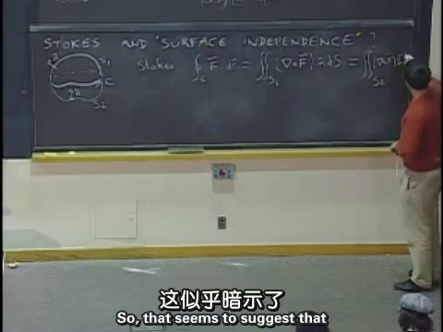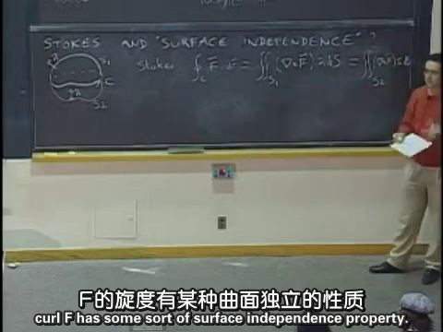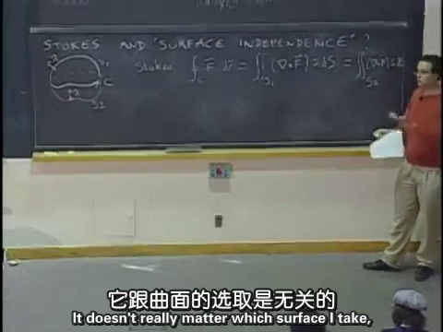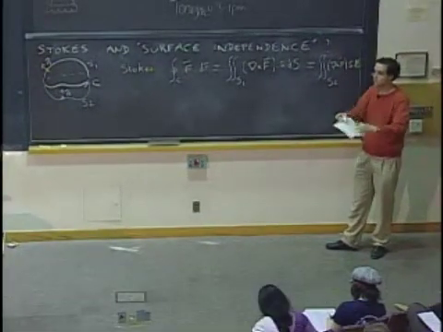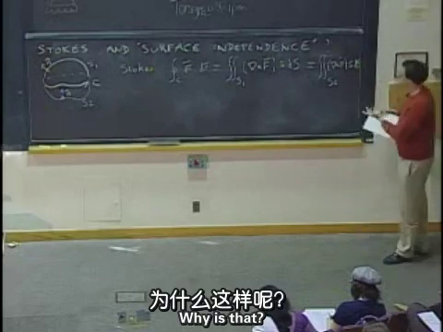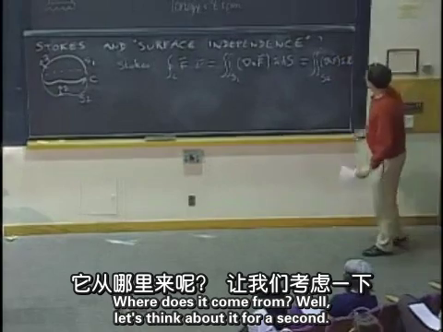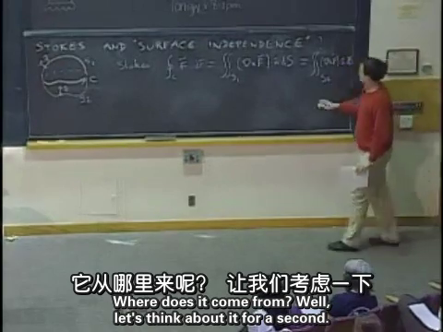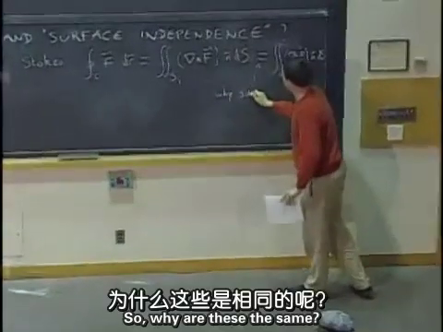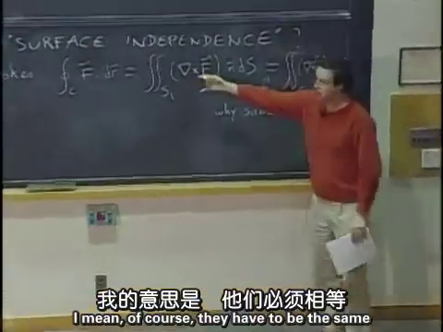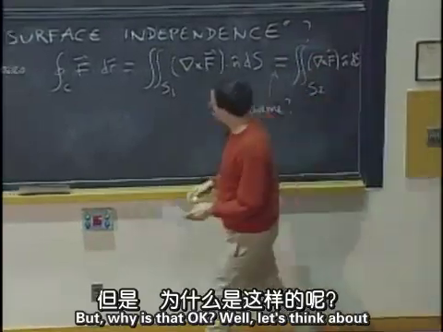That seems to suggest that curl F has some sort of surface independence property. It doesn't really matter which surface I take, as long as the boundary is this given curve C. Why is that? That's a strange property to have. Where does it come from? Well, let's think about it for a second. Why are these the same? Of course, they have to be the same, because that's what Stokes tells us. But why is that okay?